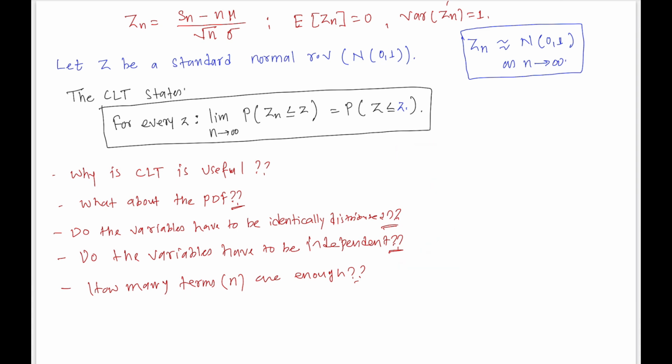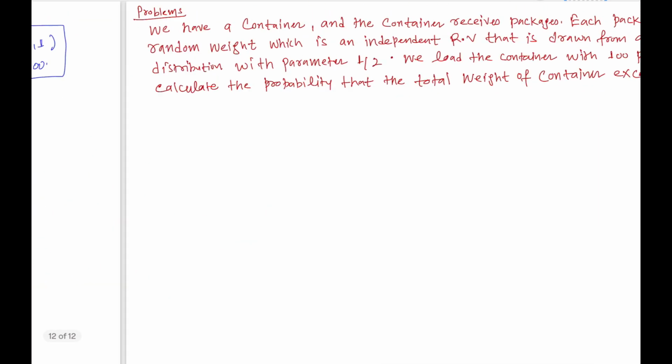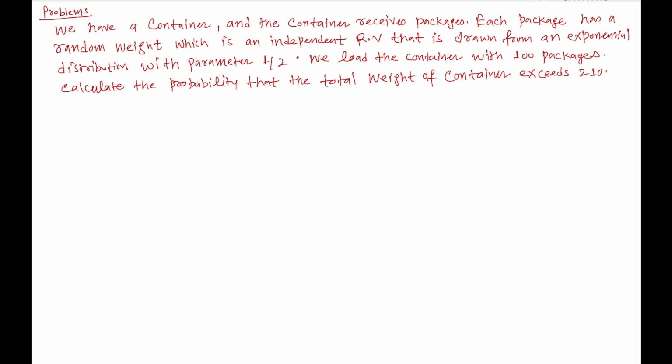Now let's look at the problems based on this central limit theorem. Let's try to look at the very first problem. We have a container, and the container receives packages. Each package has a random weight, which is an independent random variable drawn from an exponential distribution with the parameter half. We load the container with 100 packages. Calculate the probability that the total weight of the container exceeds 210.